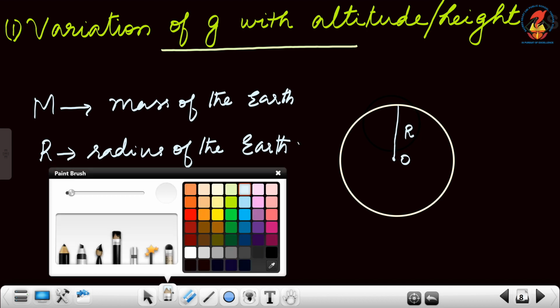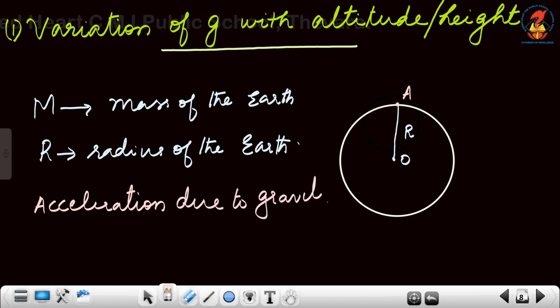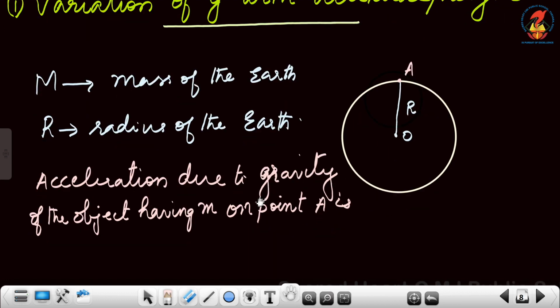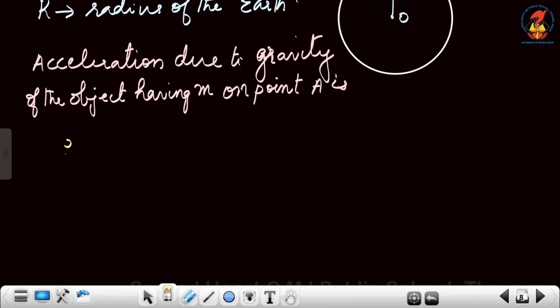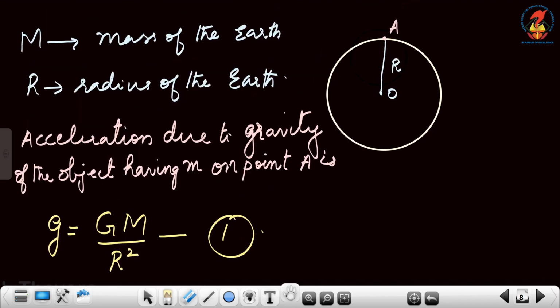Now imagine we are placing an object on the surface of the earth at point A. So acceleration due to gravity of the object having mass m on point A is given by g is equal to G M divided by R square. This is equation 1.